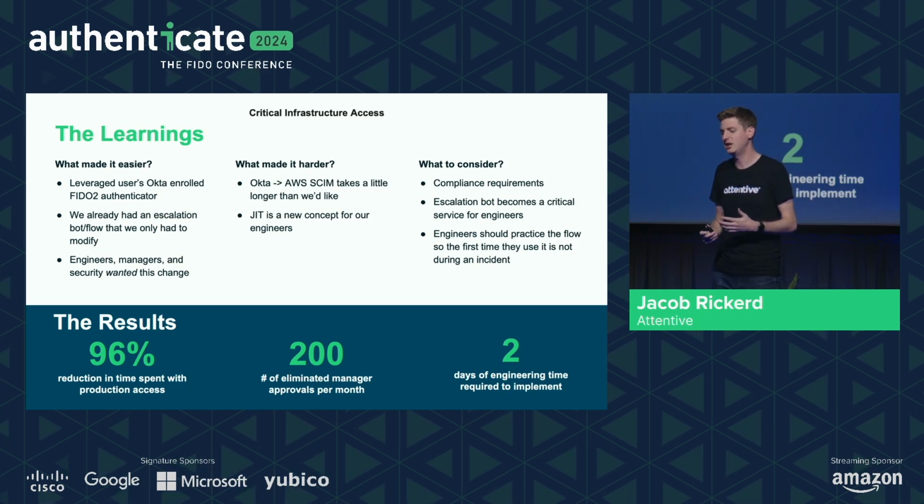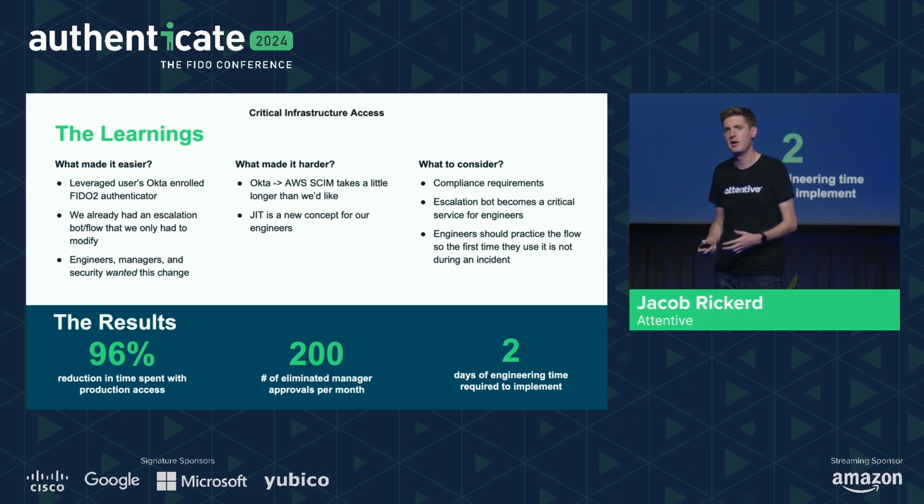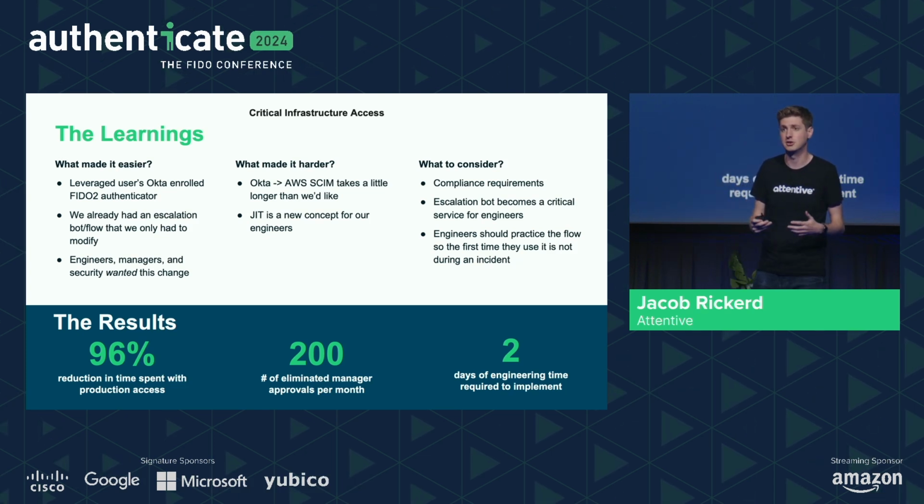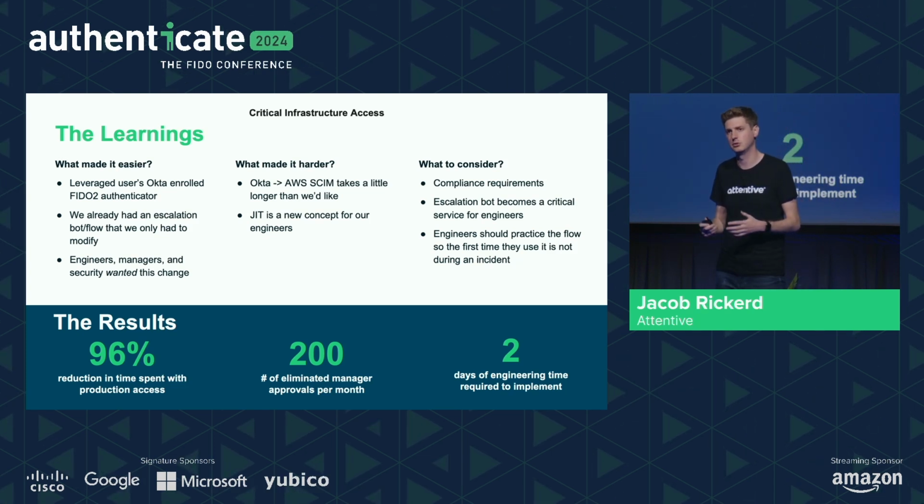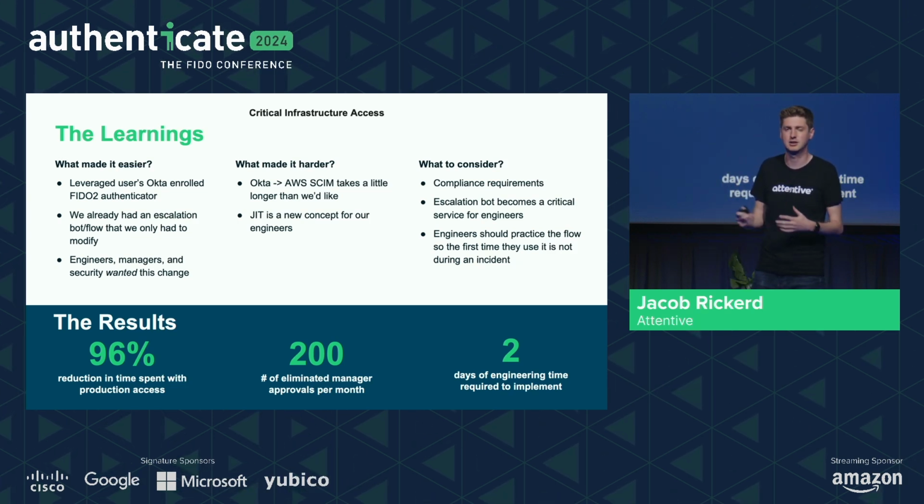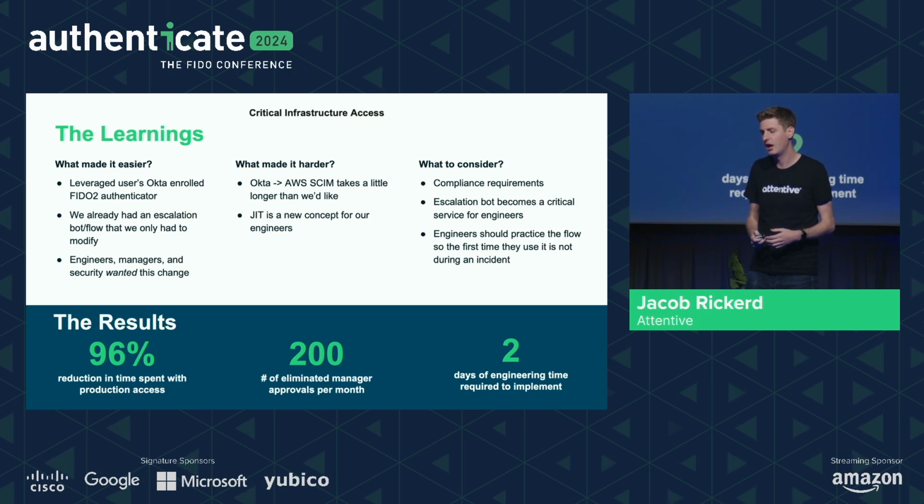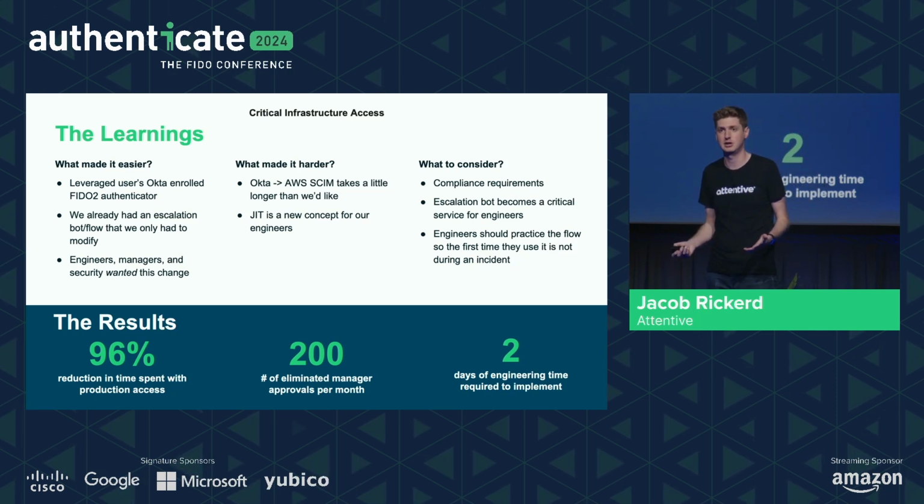We also eliminated, on average, 200 manager approvals per month as part of this, and that is 200 less times that engineers are stuck waiting on their managers to approve their access, and 200 less times that managers have to context switch out of what they're doing in order to approve these requests. And the whole thing only took 2 days of engineering time to implement.